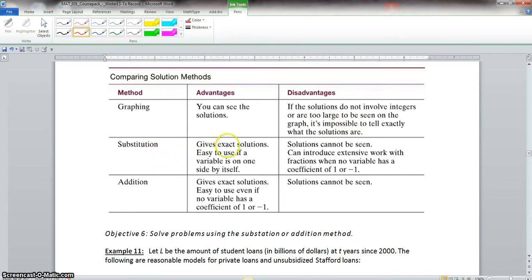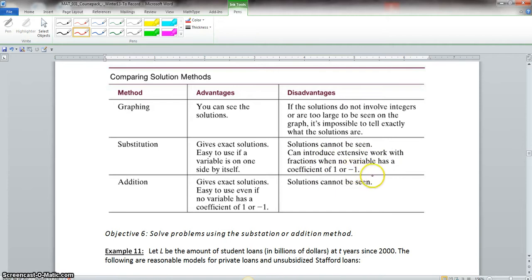Now we go to substitution. Substitution gives the exact solutions. It's easy to use if a variable is on one side by itself. That's the advantage. The disadvantage, solutions cannot be seen, can introduce extensive work with fractions when no variable has a coefficient of 1 or -1.